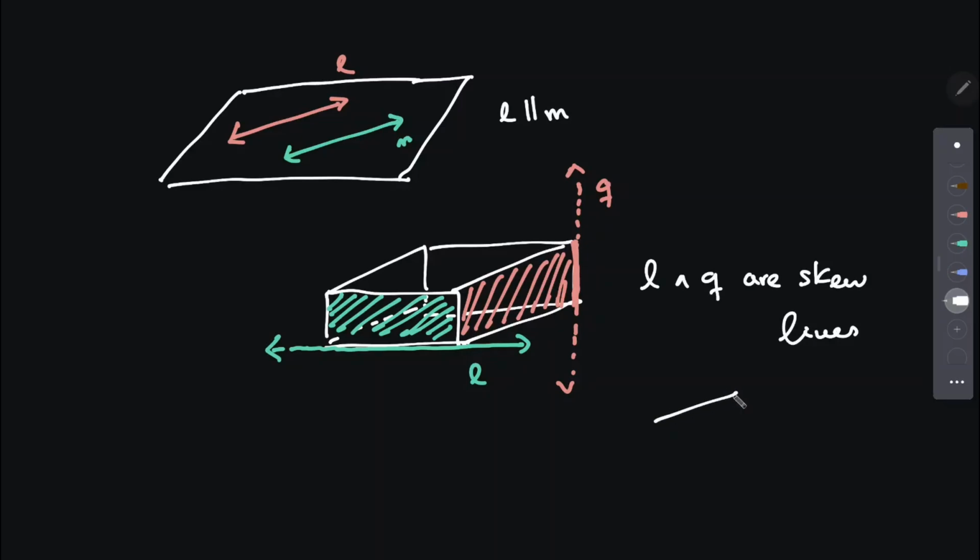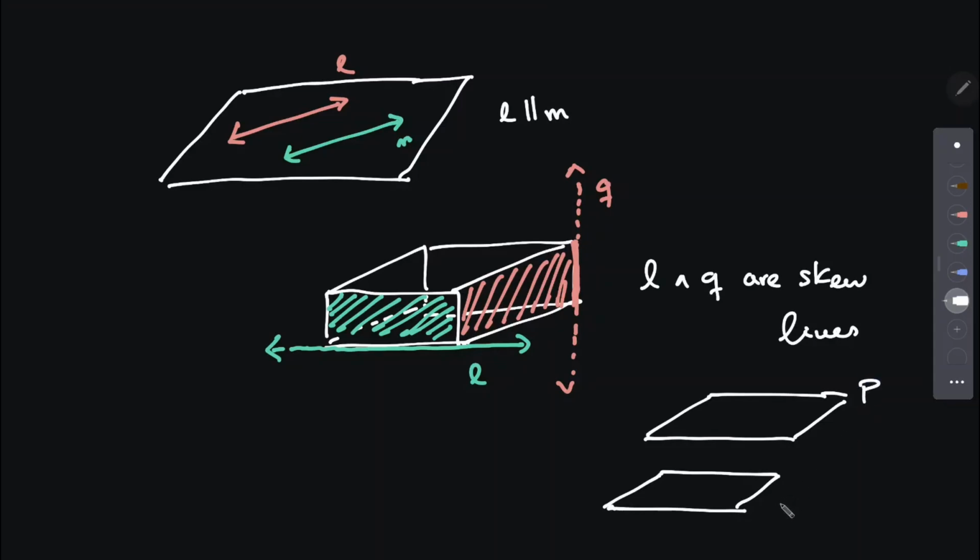If this is my ceiling, let me try to draw it properly, and this is my floor, in my bedroom, they are never going to touch, right? They are parallel because they're never going to touch. So if I call this plane P and this plane M, then plane P is going to be parallel with plane M.